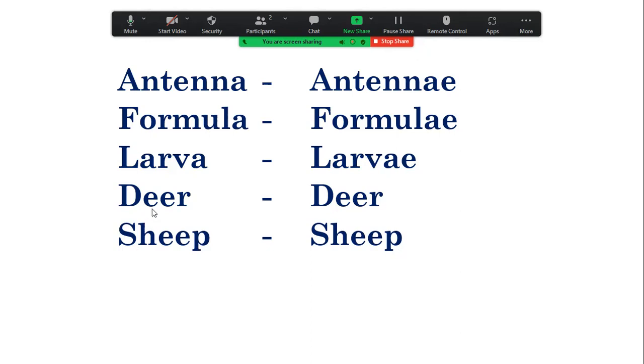Now, deer, deer, leaf, leaves, formula, formulae, antenna, antennae. So these are just some, okay? These are just some. Like goose, geese.